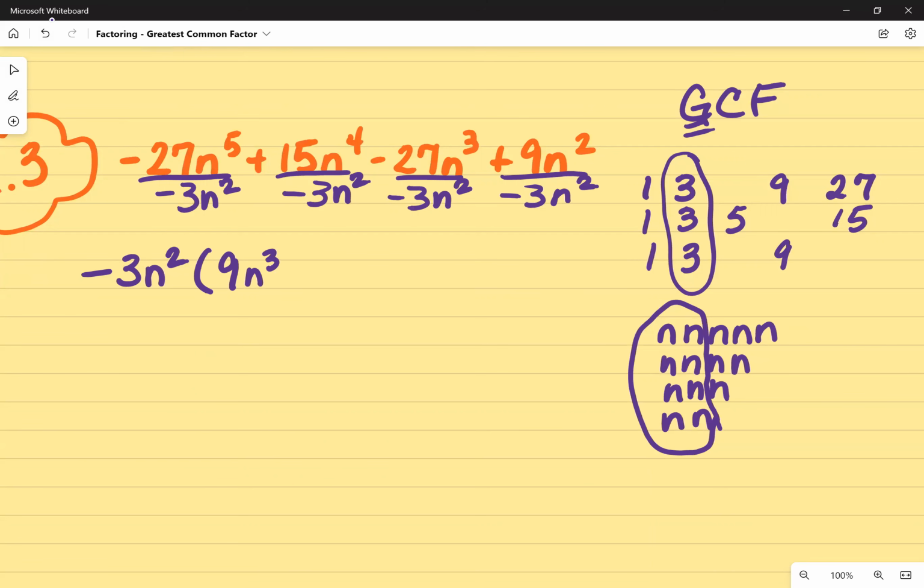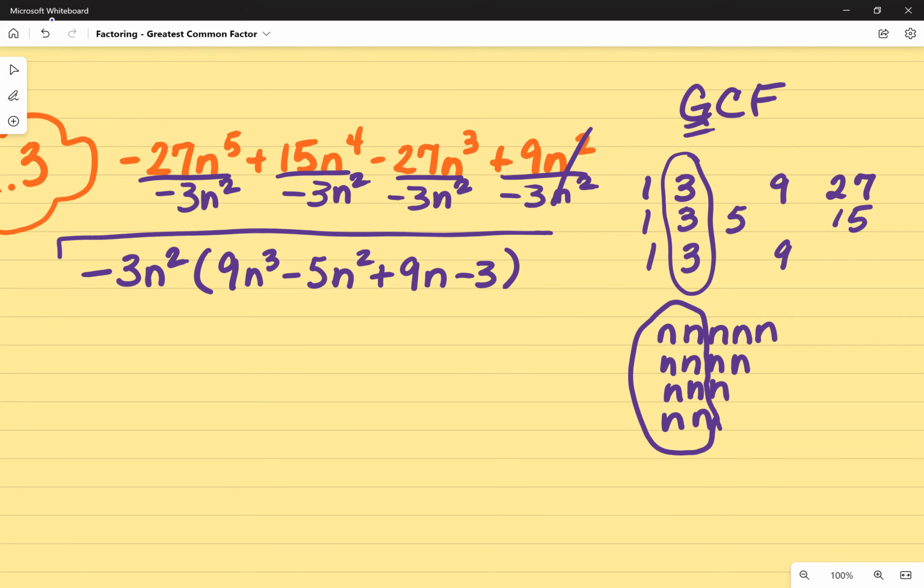And now I'm going to change this sign because 15 divided by negative 3 is negative 5. n to the 4th divided by n squared is n squared. And 2 negatives will make a positive. 27 divided by 3 is 9. n cubed divided by n squared is simply n. And then finally, 9 divided by negative 3 is going to be negative 3. And then n squared divided by itself is 1. So that's it for that one. And this is your final answer.